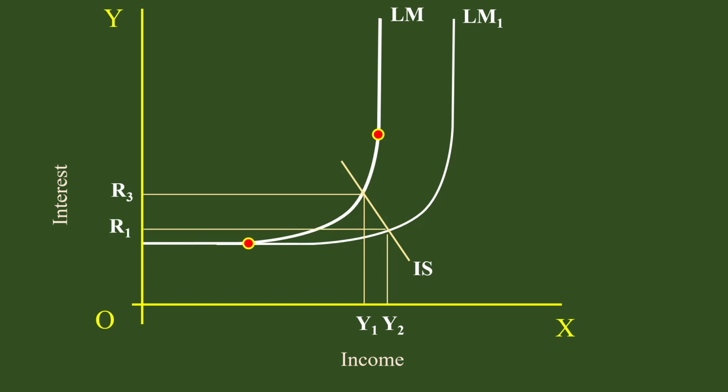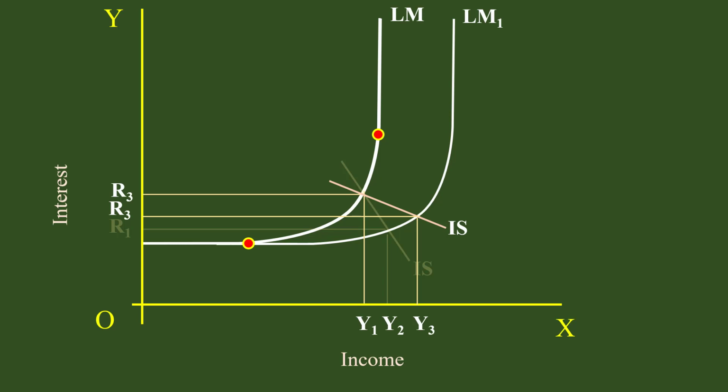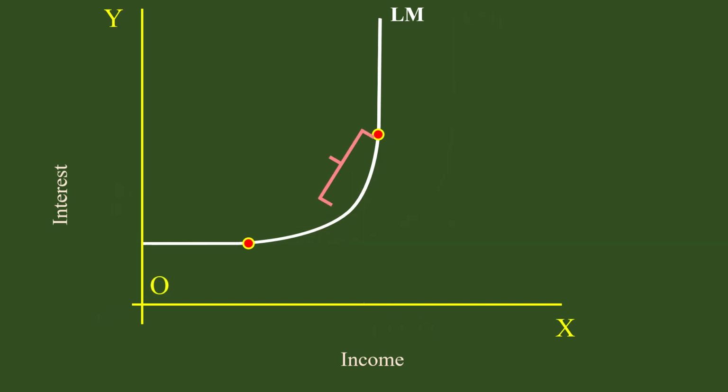The given IS curve is relatively inelastic. If it is elastic, then the equilibrium income could be Y3, which is greater than Y2. Monetary policy is effective, but it is more effective when the IS curve is more elastic. Let us try the fiscal policy in the upper segment of the intermediate range. This range is relatively inelastic. The economy is in equilibrium at R1 interest and Y1 income.